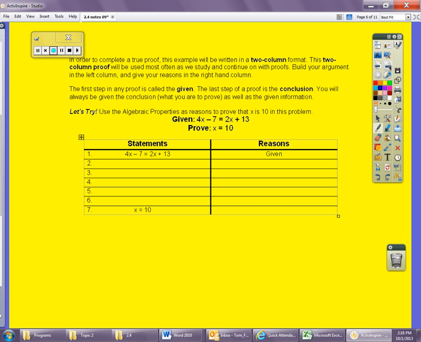The last step is our conclusion. We will always be given a conclusion, so this is what we want to prove. In this equation, we're given this equation and we want to prove that x equals 10. The first thing we want to do is, when we look at it, we notice we have x on both sides, so we want to get rid of them. What we can do is subtract that 2x from both sides. The reason I'm allowed to do that is my subtraction property.